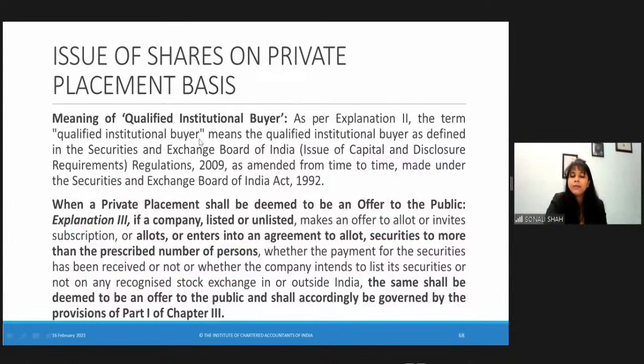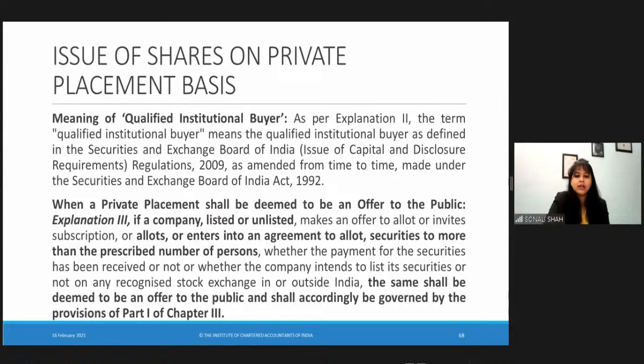Now, who is a QIB? QIB will carry the meaning that is defined by SEBI in the SEBI Act. So I'm not delving into the details of the SEBI. Now, explanation 3 talks about when a private placement shall be deemed to be an offer to the public. So explanation 3 talks about situations under which, even though the offer is a private offer, it will be deemed to be a public offer.